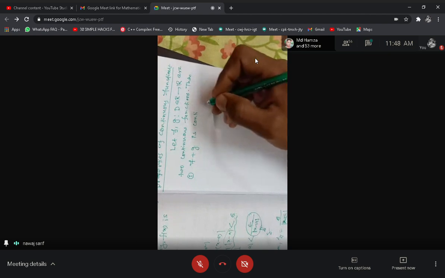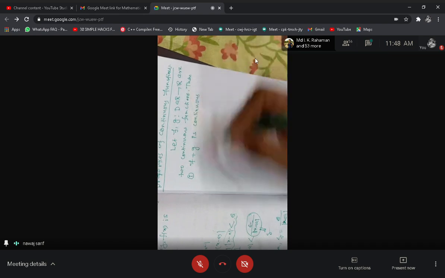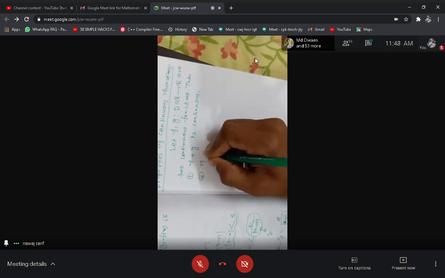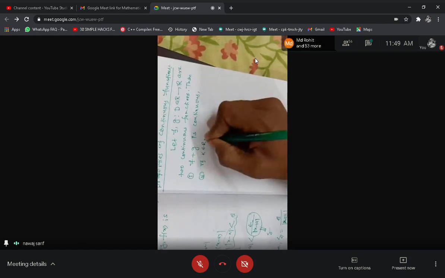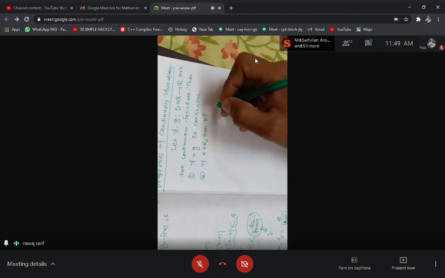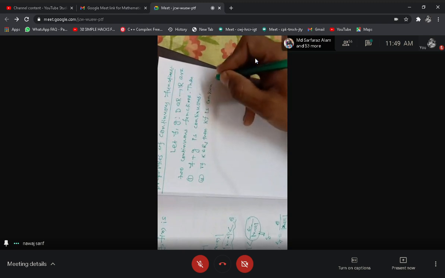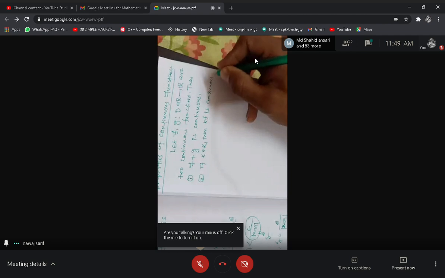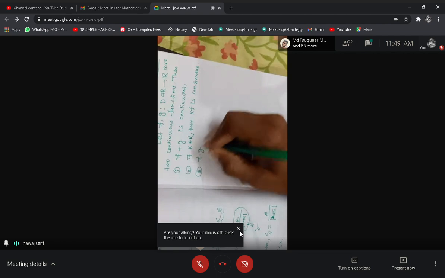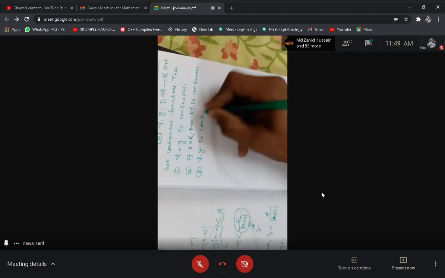Similar properties hold for limits. Number 2, if k belongs to the real numbers, then the scalar multiple of the function is also continuous. Number 3, the product of any two continuous functions is also continuous. f into g is continuous.